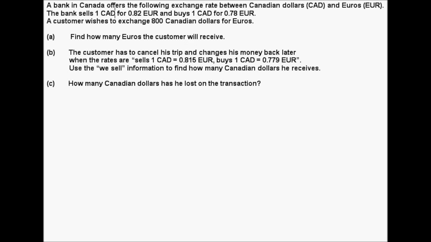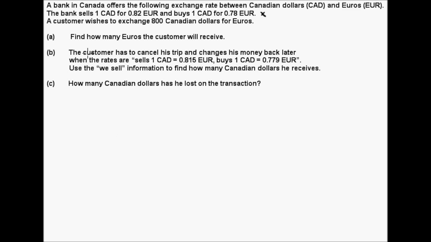Well, this is a bank in Canada, so they're dealing in Canadian dollars. For the first question, find how many euros the customer will receive. He has Canadian dollars, but he wants euros. So what is the bank doing? Well, the bank is buying his Canadian dollars. So we are going to use this rate right here, the second one.